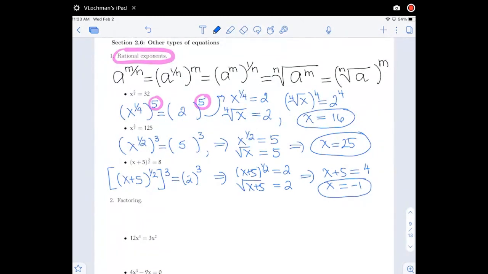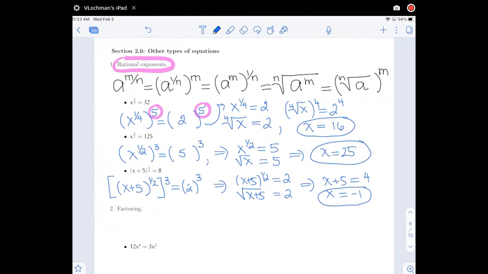So the first type of equations considered, a different type, not quadratic but also not linear, is the ones with rational exponents. Let's take a pause here and take a look at it. Let me know if there's anything you would like to discuss.